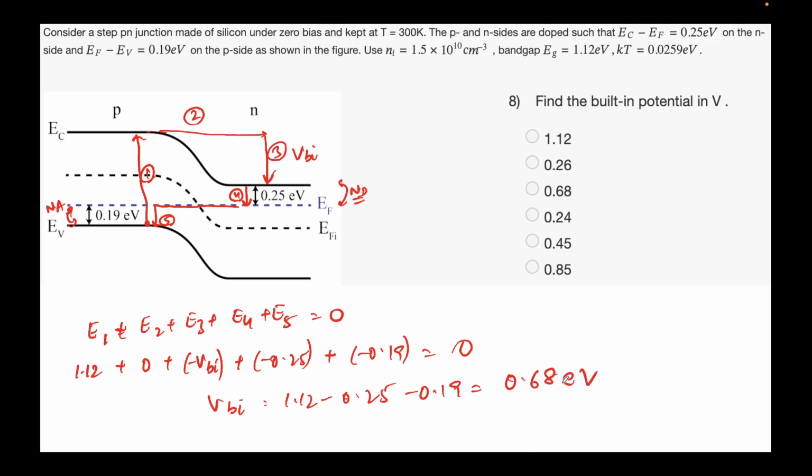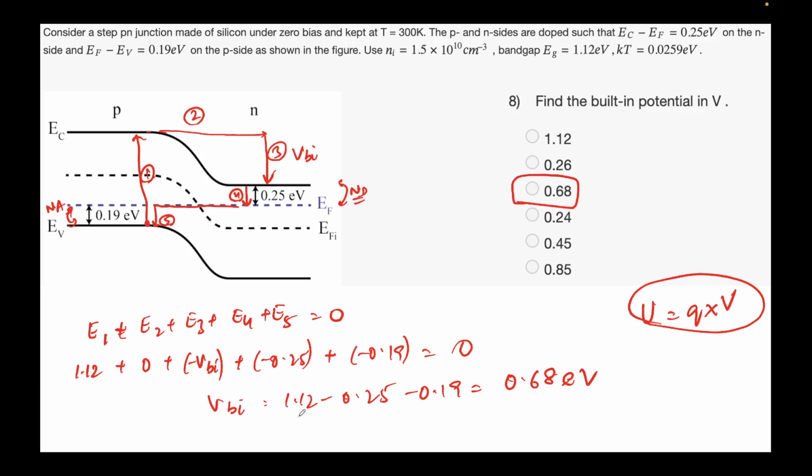0.68 eV. But remember, this is the energy, right? How do you convert energy to a potential? If you recall, U, the potential energy, is nothing but charge times the potential V. So this is the energy, 0.68 eV. You divide it by electronic charge, you get 0.68 volts.